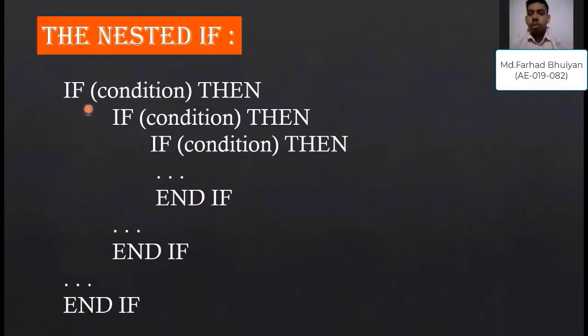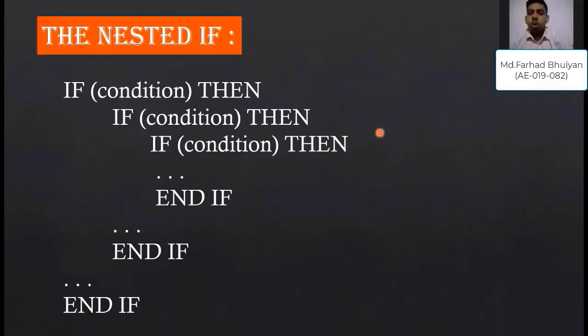Here, if the first condition is true, the program will go to the second statement. And if the second statement is true, the program will go to the third statement. We have to keep in mind that every condition for every statement should be true for nested if. If any condition is false for any statement, then the program will not work. Then the program will skip all the statements from if to end if.